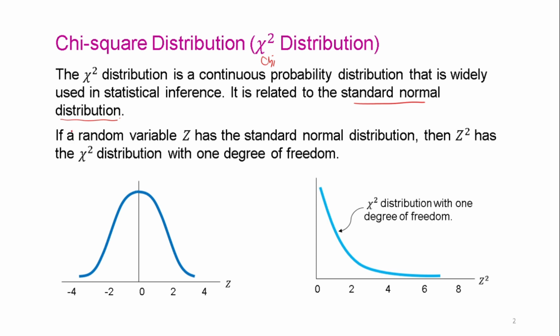This is the theorem for the chi-square distribution. If a random variable Z has the standard normal distribution, then Z to the power of 2 has the chi-square distribution with 1 degree of freedom. So if our degree of freedom is 1, the distribution looks like this. This is what we call a chi-square distribution with 1 degree of freedom.